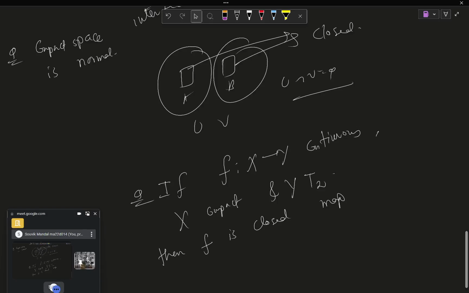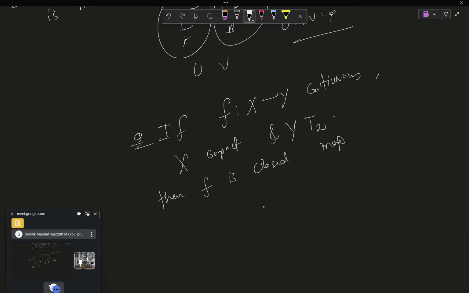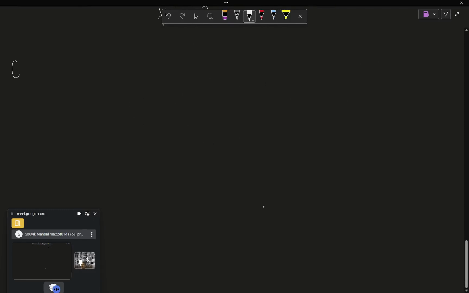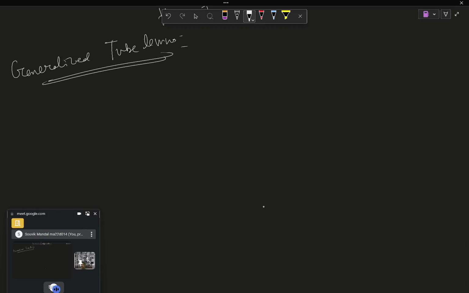So there is one theorem which is known as the generalized tube lemma. Honestly, I know that this has been done in class, but possibly problems had not been solved for this generalized tube lemma. You can find out, or you can email me. I will tell you the source from which you can find problems related to the generalized tube lemma.